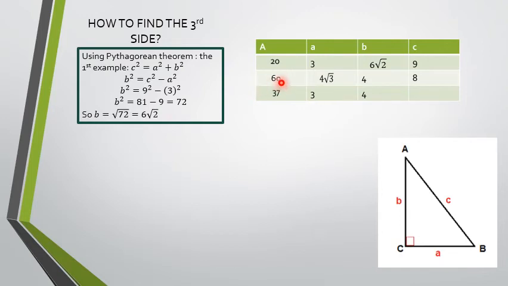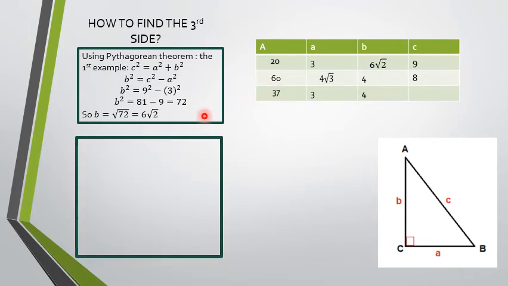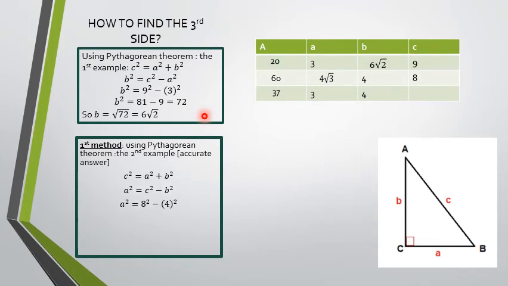In the second example, 60 degrees was an accurate answer for our solution. So here we can use two methods to find the solution. Using the Pythagorean theorem, c squared is equal to a squared plus b squared. We calculate it and we will get the answer 48. So a equals radical 48, which is 4 radical 3.